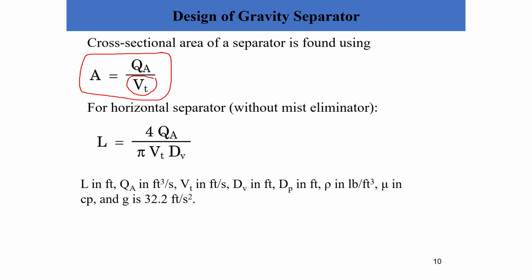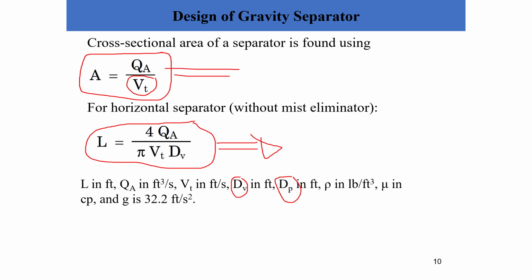critical velocity. If you have a vertical separator, or if you have a horizontal separator, then you can use this formula, where L is in foot, QA in foot cube per second, Vt in foot per second, which is the terminal velocity, dV in foot, which is the diameter of the vessel, and dB is the diameter of the particle. So this is the difference between dB and dV. dV is the vessel diameter, and dB is the particle diameter, and rho is the density, and mu is the viscosity. So you can calculate it using this formula if you have a horizontal separator, and for any vertical separator, you can use this formula in general.